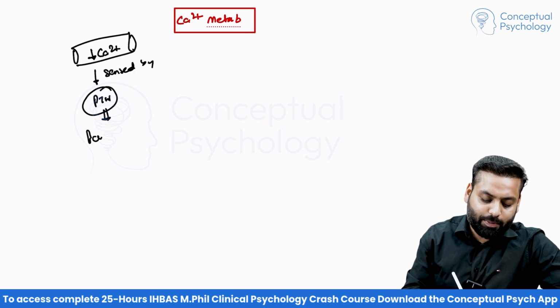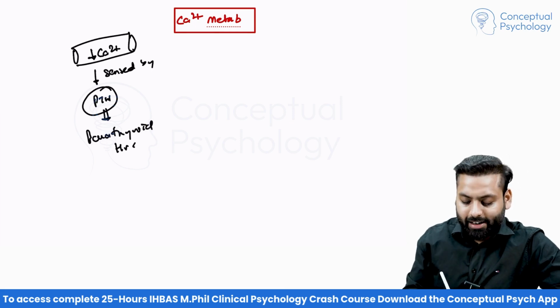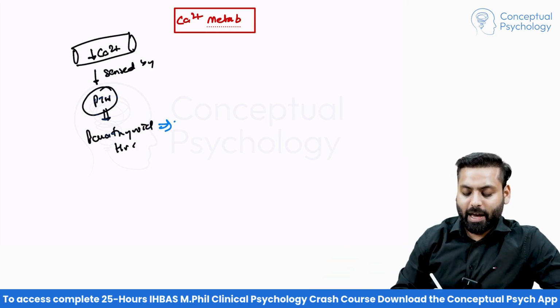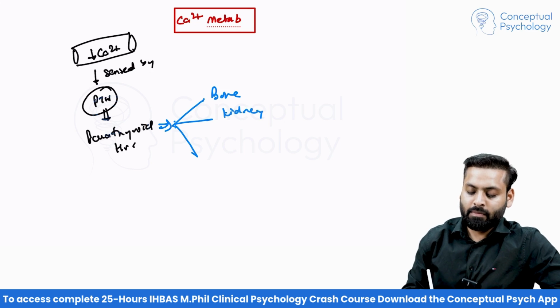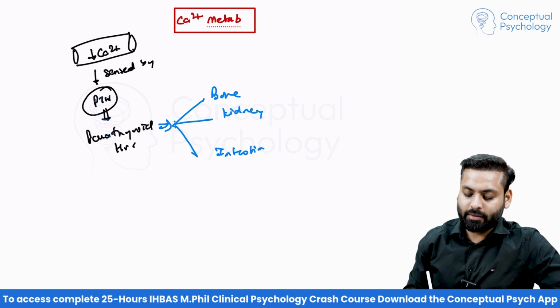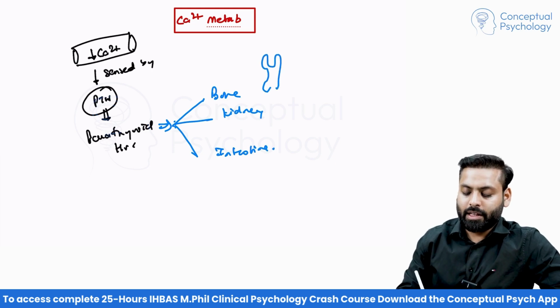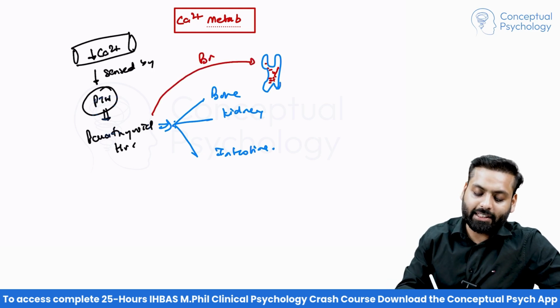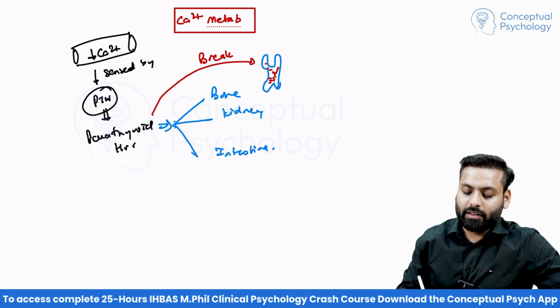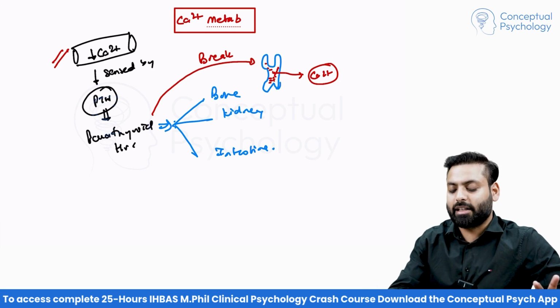Parathyroid gland releases parathyroid hormone. When this gland releases parathyroid hormone, this parathyroid hormone will act at three places: bone, kidney and intestine. On bone, bone has calcium deposited on it. Bone is the factory of calcium. So parathyroid will break the bone and the calcium will come into the blood. So the calcium which was less in blood gets recovered.